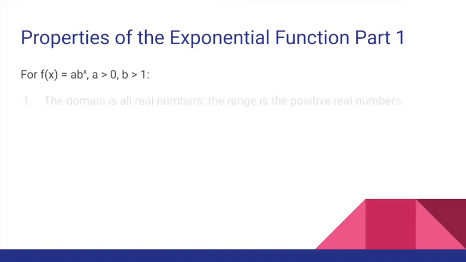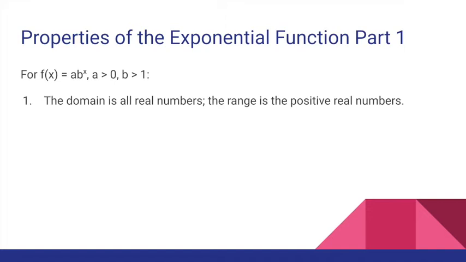So some things that we want to point out about the graph we just looked at. Notice that a was positive. It turned out on this one a was just 1. b was greater than 1, right? b was 2. b is always the part that has the exponent on it.